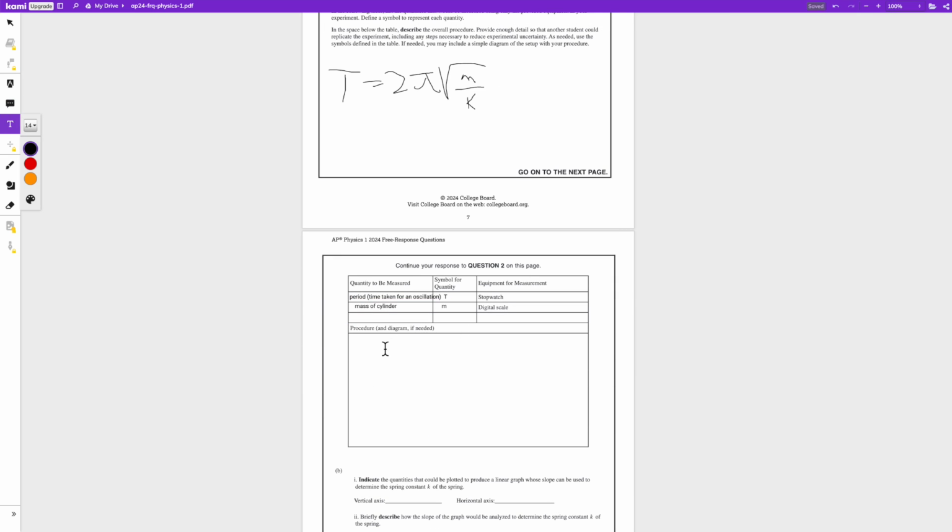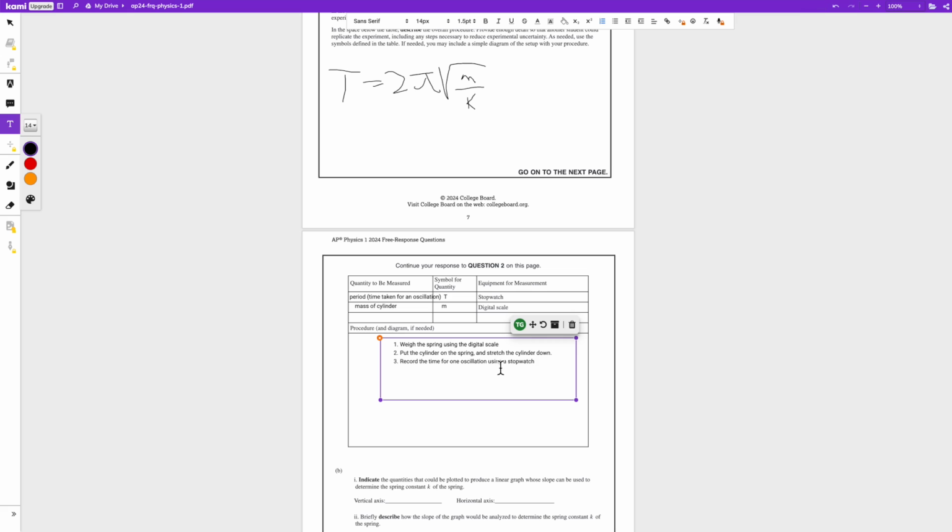And now it's asking for a procedure. So what are we going to do first? The first step here is weigh the cylinder using the digital scale. So now we have a mass. Number 2, put the cylinder on the spring and stretch the cylinder down. Record the time for 1 oscillation using a stopwatch. Now, in order to reduce experimental error, you could record the time for 10 oscillations and divide by 10, but I believe that this could also work here. So I'm going to write that.